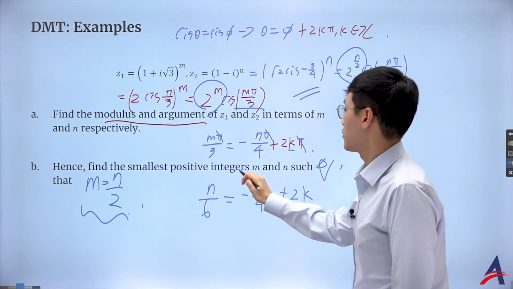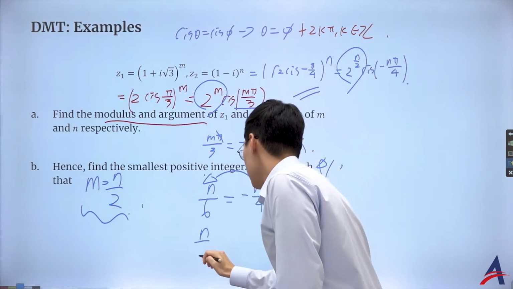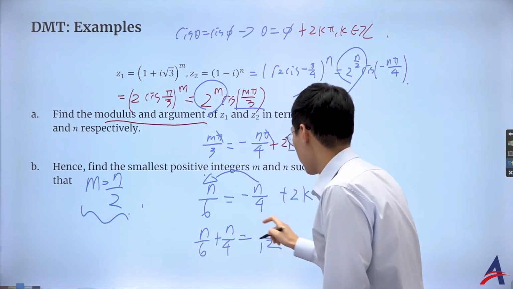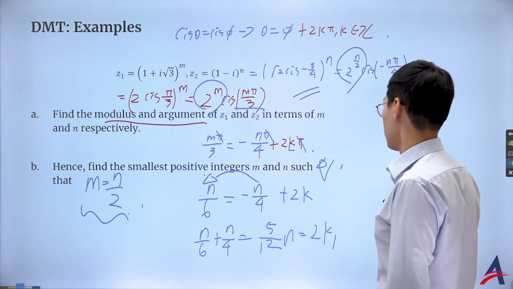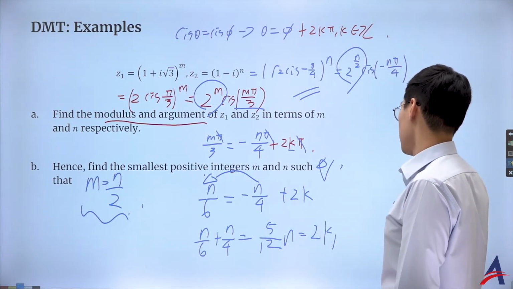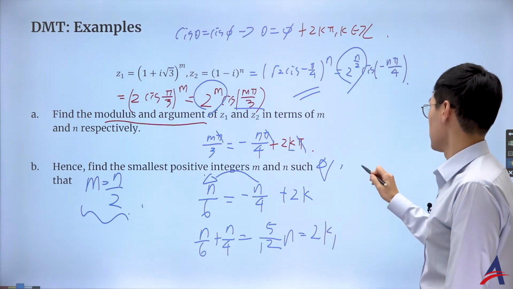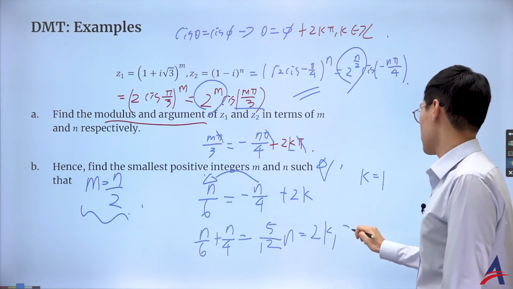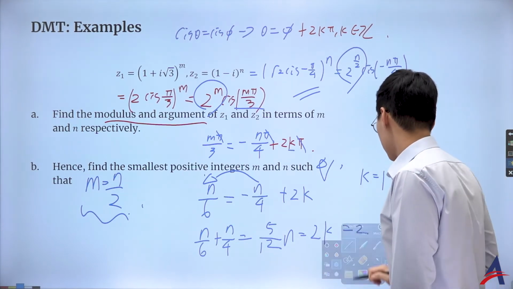So maybe I will shift that to the other side. Then what do I have? It's going to be n over 6 plus n over 4. That's 12, and 2, 3, 5n. That should be an even number, right? So then I know that, for example, if I want k to be 1, let's say k is 1. If k is 1, then this is going to come out as a 2, isn't it?